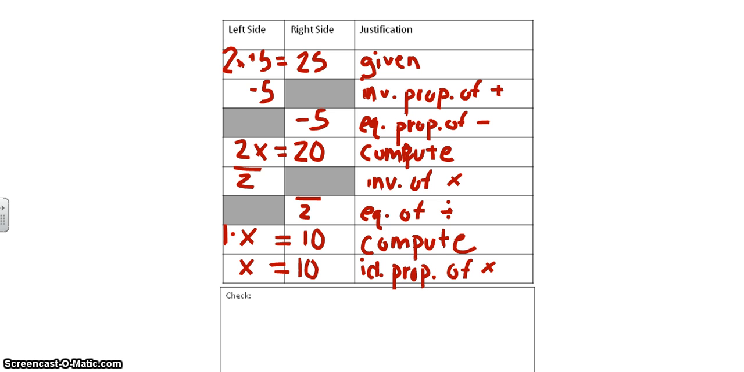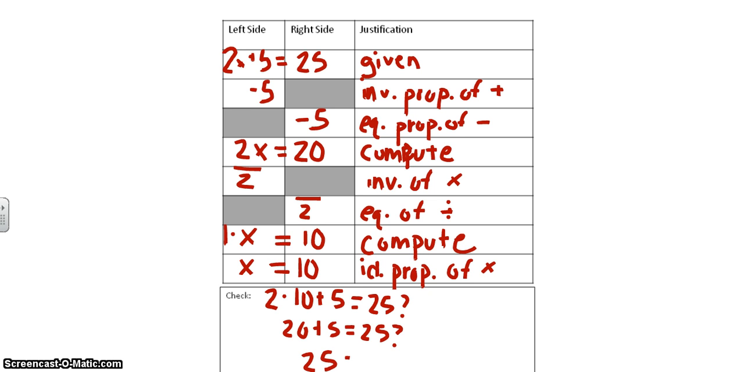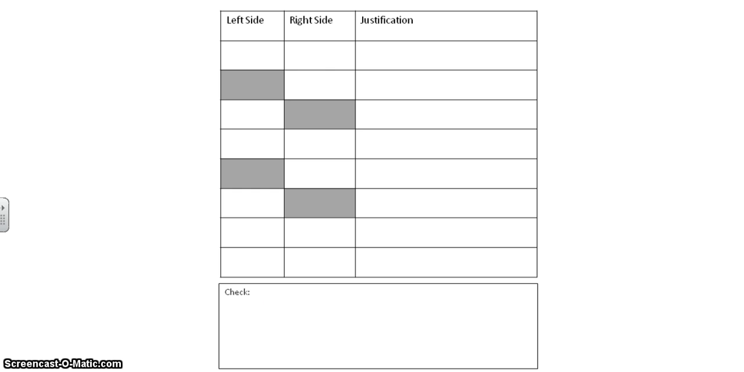We're going to check, and in order to check, what we do is we put that 10 in for the x. So we get 2 times 10 plus 5 equals, and we want it to hopefully equal 25, so we put a question mark there, hoping that that's going to come true. So we do 2 times 10, which is 20, plus 5 equals 25. Is that true? Well, 20 plus 5 is 25, so we get 25 equals 25. Alright, we are going to finish the rest of this frame tomorrow in class, so be ready to do that.